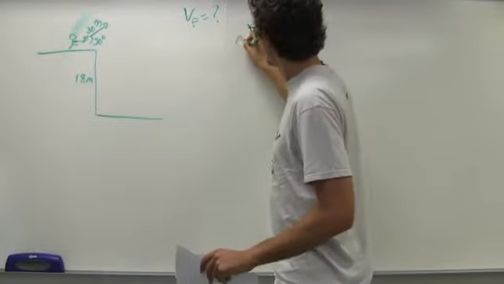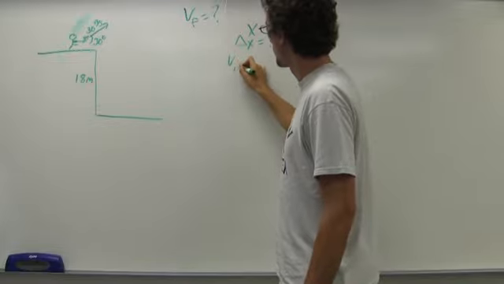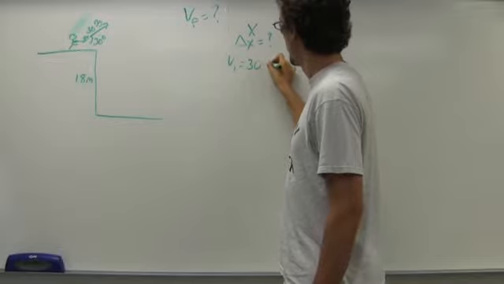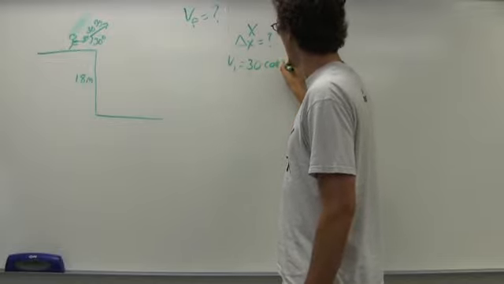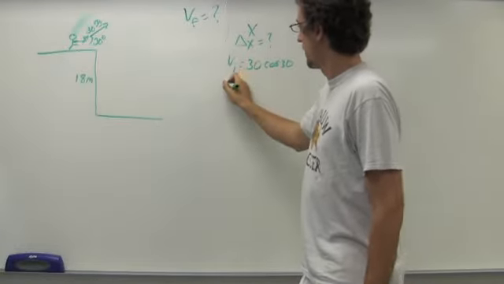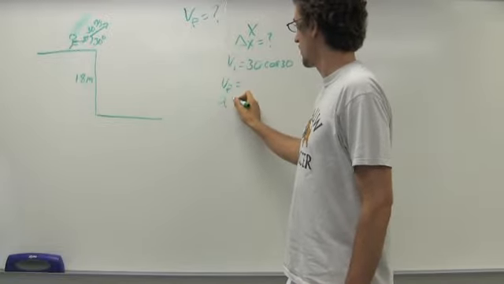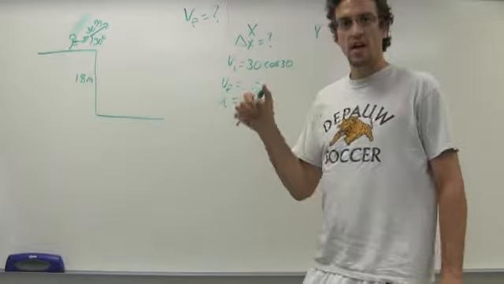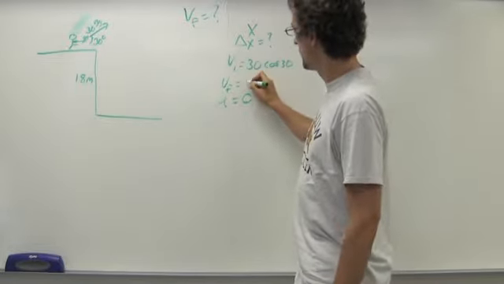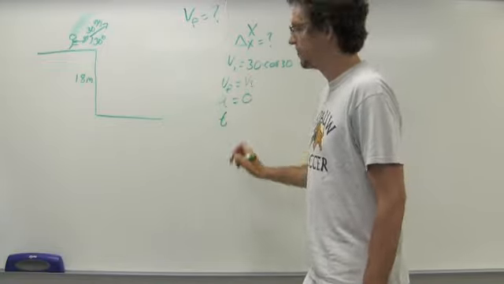So, our change in x, we don't know. Our initial velocity of x, though, we do know, and that's going to be 30 times cosine of 30, because we want the horizontal component for the angle. The final of x we also know, but we'll get that in a second. Acceleration of x is going to be 0. Because the acceleration is 0, there's no change in the velocity, which means our final velocity is equal to our initial velocity. And we don't know time.